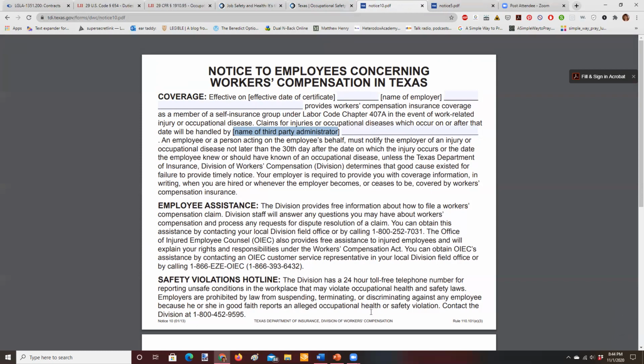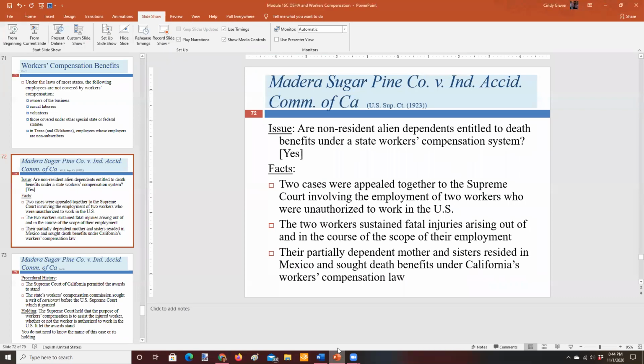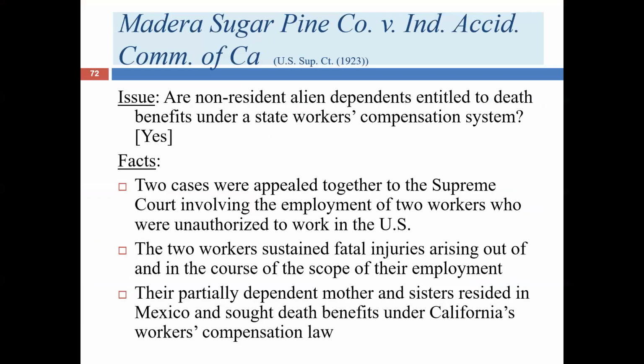Obviously, you can ask your employer, but you can also just look and see what their posters indicate. Let's look at this one. This is an example of an individual who was not eligible to work in the United States but was working, and unfortunately he died while he was working.